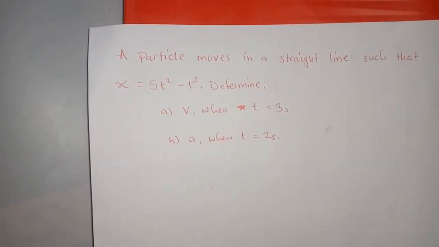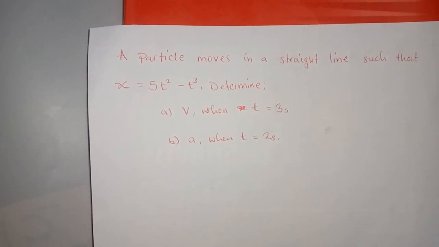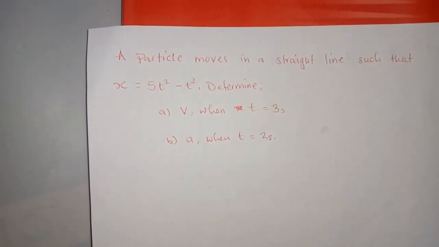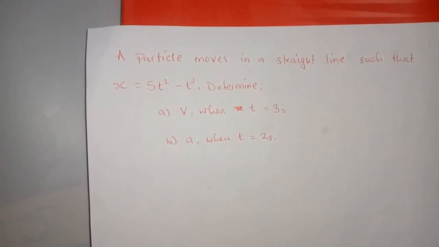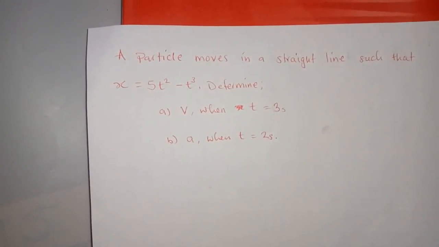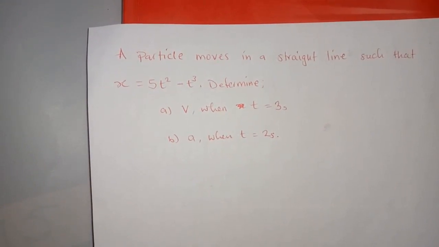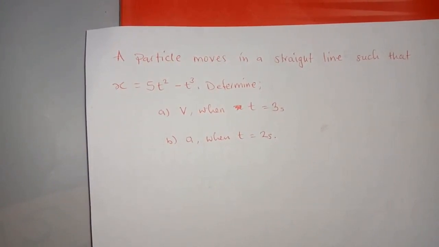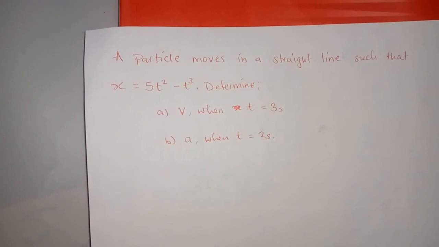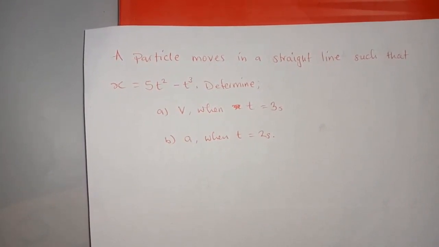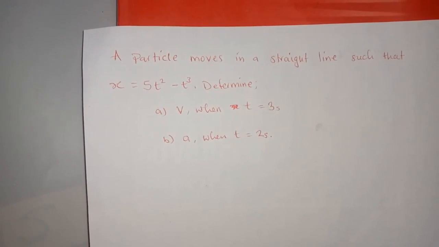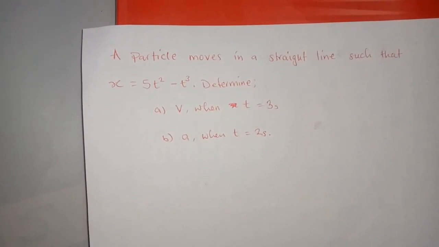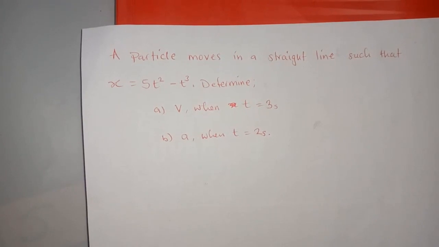Okay, so the question reads as follows. This is the question my friend sent me. A particle moves in a straight line such that x is equal to 5t squared minus t to the power 3. Determine velocity when t is equal to 3 seconds, which is time, and determine acceleration when the time is 2 seconds. So using that prerequisite knowledge we've just looked at, we can easily get to the answers of both A and B.